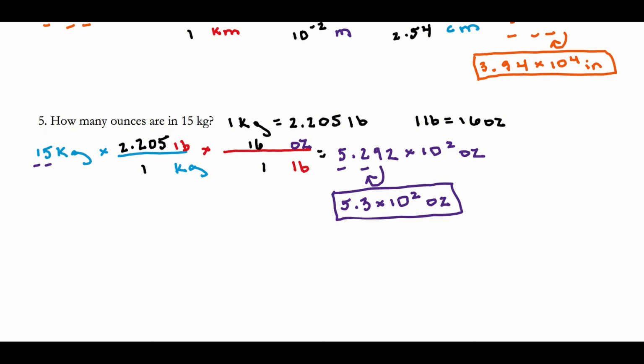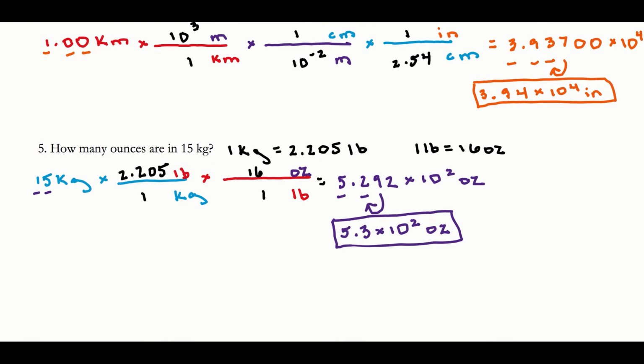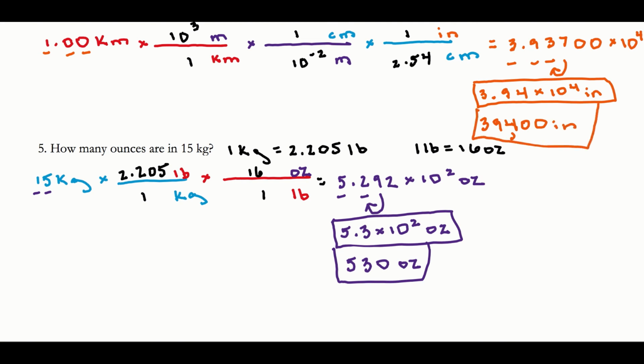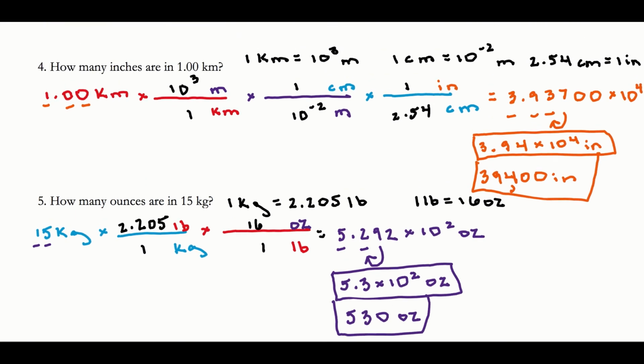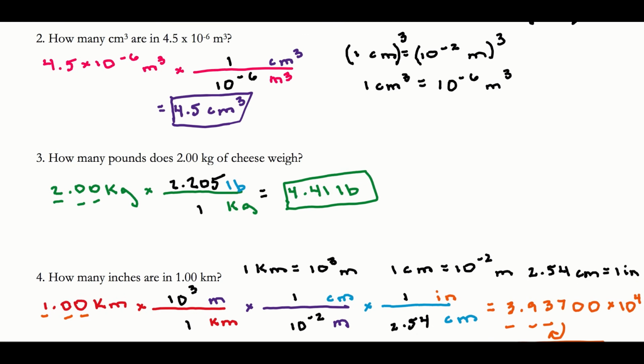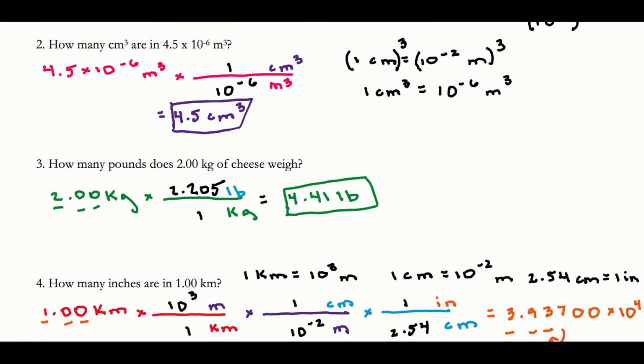That being said, remember, this number is in scientific notation, and so was the previous answer. If I wrote, instead of 5.3 times 10 to the second, if I wrote it as 530 in standard notation, that is the exact same number. So either one of those is perfectly fine. Same thing up above. If I wrote this as 39,400 inches and put that as my answer, you get 100% credit. So make sure you are showing all of this work, because while some of you might be able to do it in your head, I give partial credit for showing the work.